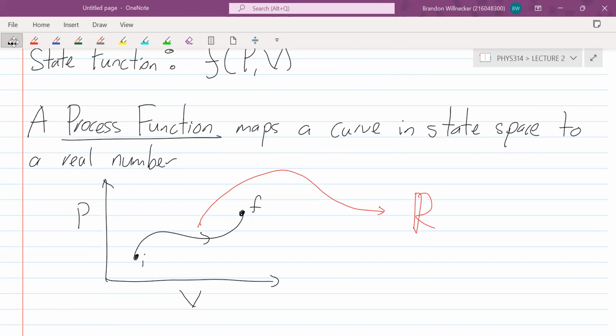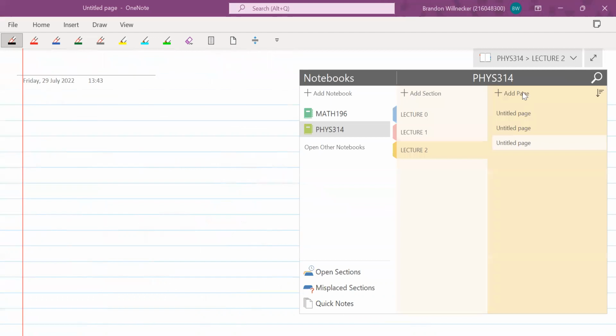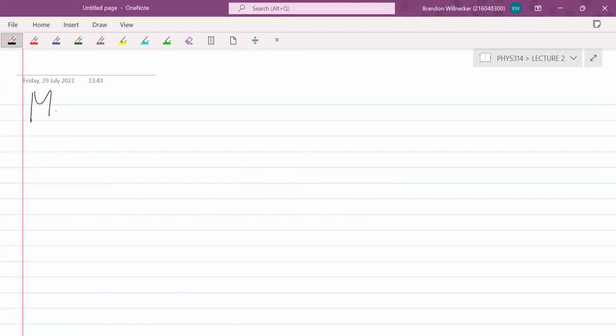Now we need to do a little maths detour before we can get back onto process functions, and that is exact and inexact differentials. You should have covered this in Math 251 and 212, but we'll go over it again just to be complete. So, little maths detour: exact and inexact differentials.